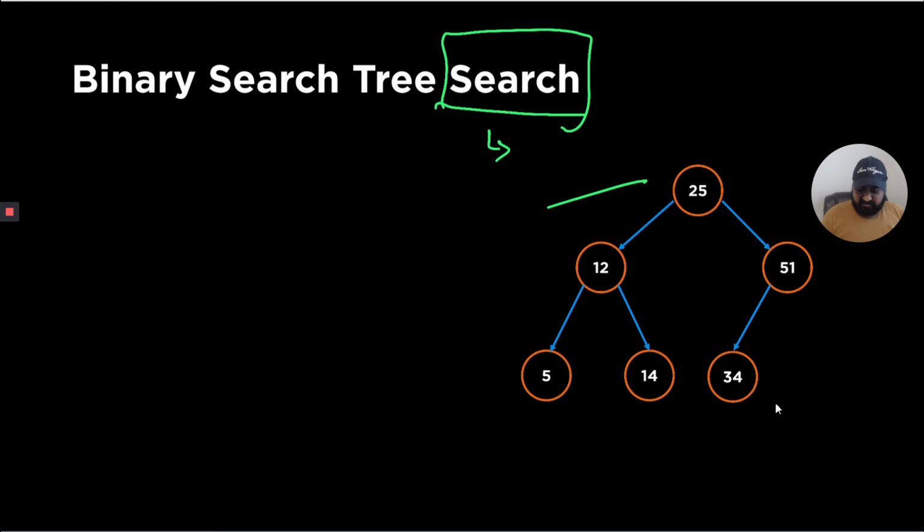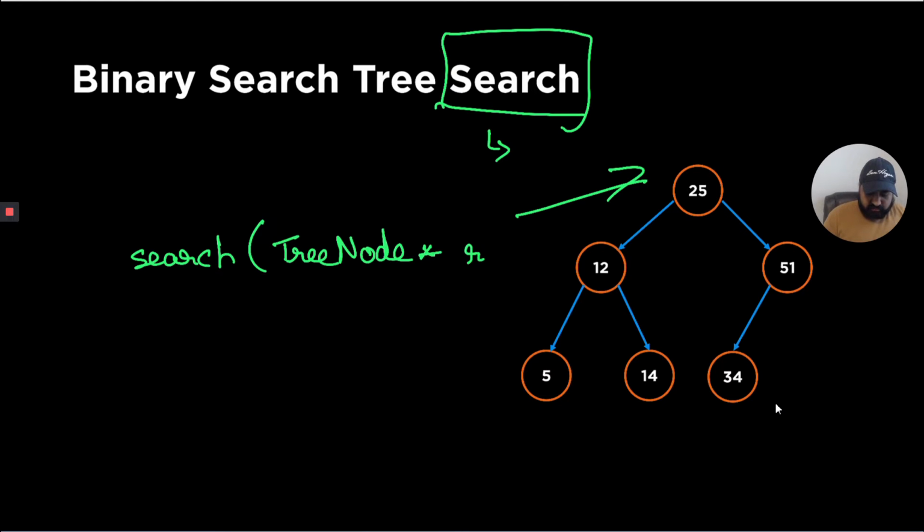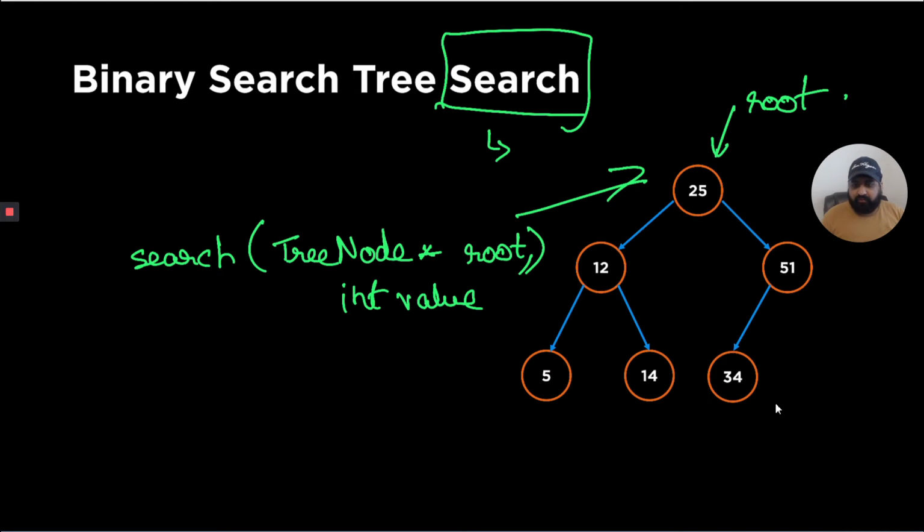So let's say in this case you are given a tree node, and if I tell you to create a function for search, your function might look something like this. This function search might take in a parameter which is TreeNode star root, which gives us access to the root of this tree. Also, this function might take in another value, which is the key that you are looking for, the element that you are trying to search. So I'm calling this, let's say, key.